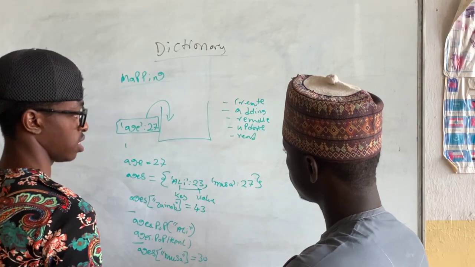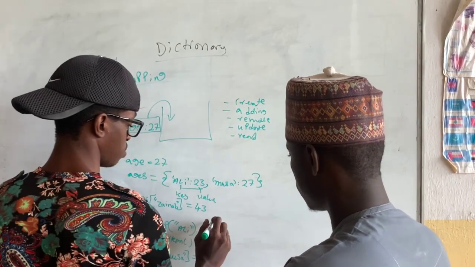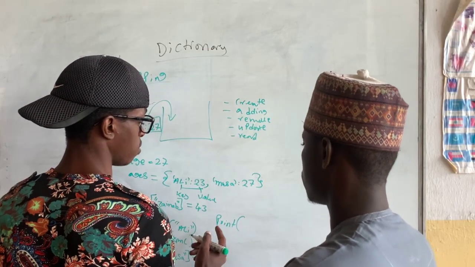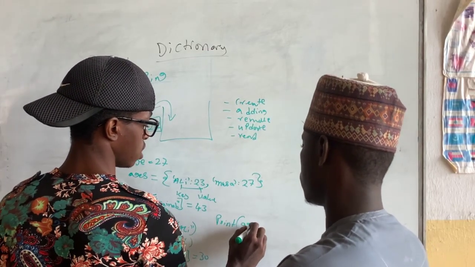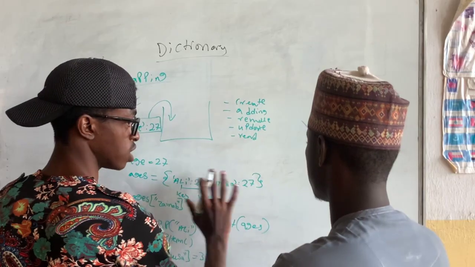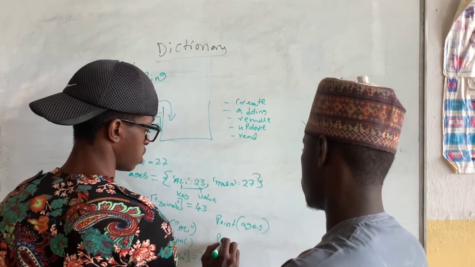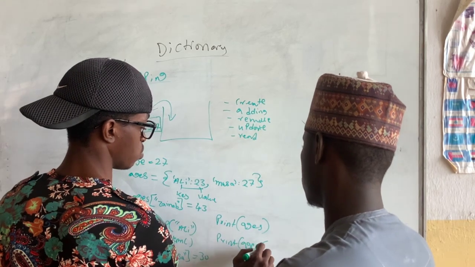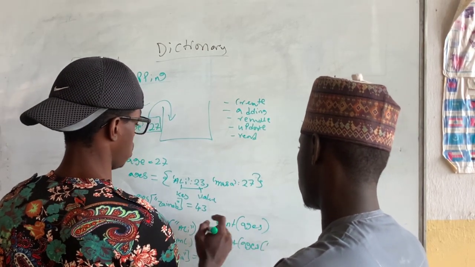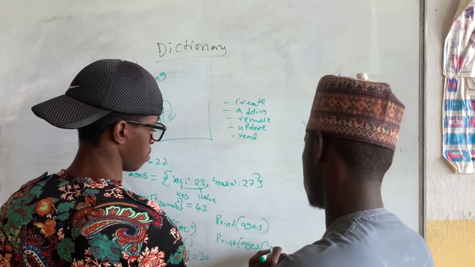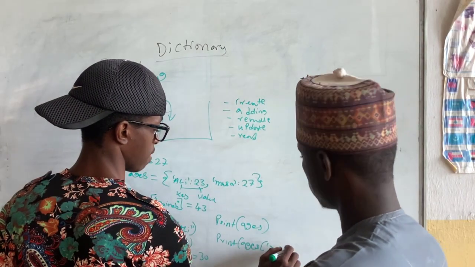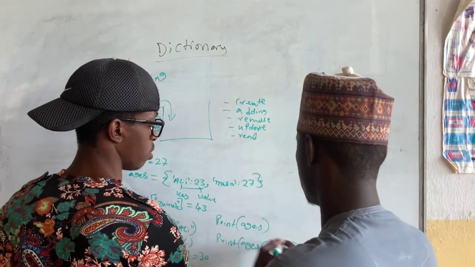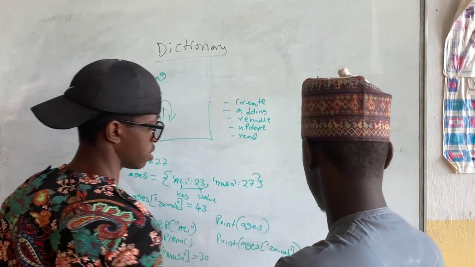So now how are we going to read it? Very simple. You say print, then you call the name of the dictionary to print the whole dictionary. Or to look for a specific element, you say print ages, then put square brackets and put the key. Let's say I want to see Zainab, then I put Zainab. This is going to show me the value of Zainab. I'm going to see 43.